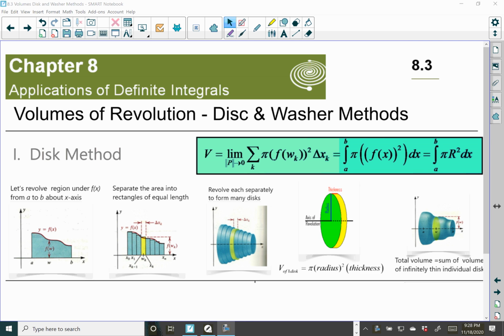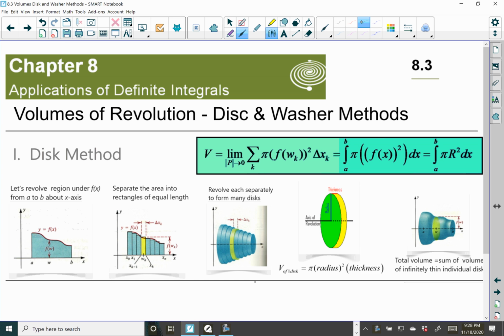Let's take a look at section 8.3. And this is the second part of 8.3 since we did cross-sectional volumes yesterday. Today we're going to do a style where we basically are rotating a circle about the axis. So you could think of it as cross-sectional area where a circle is involved. We will call it a disk.